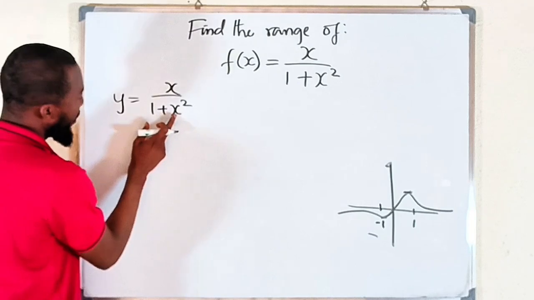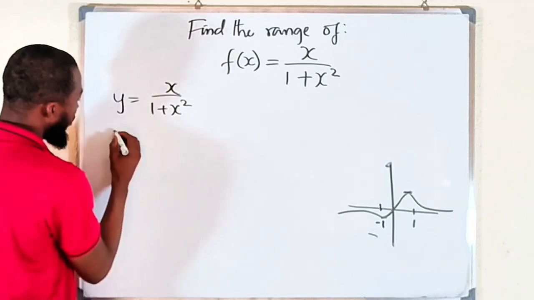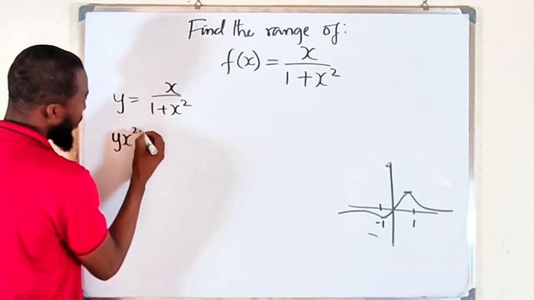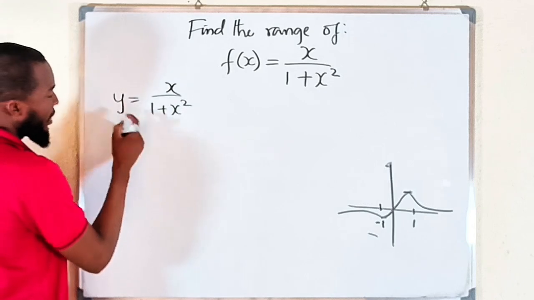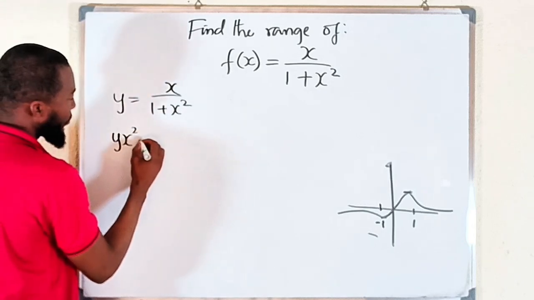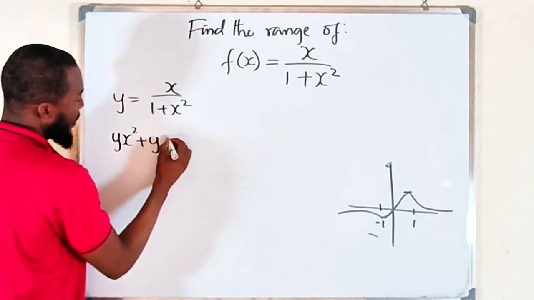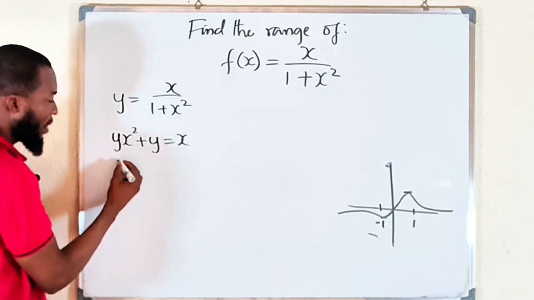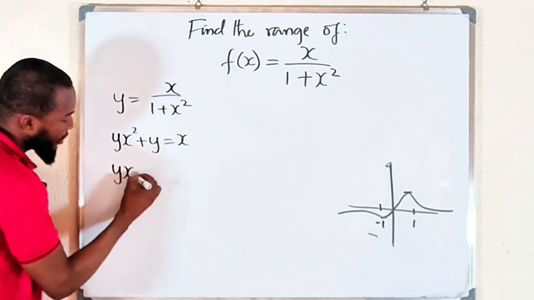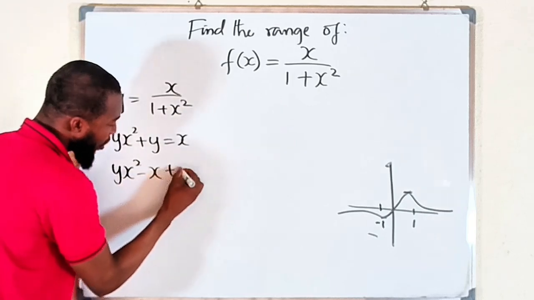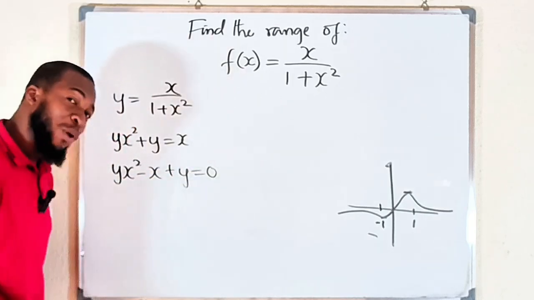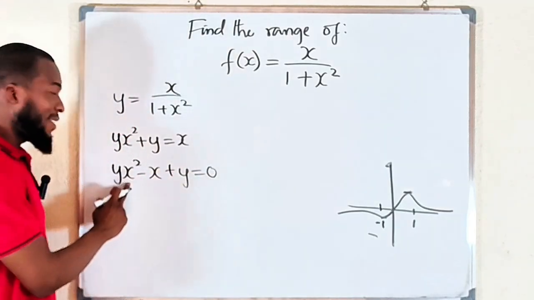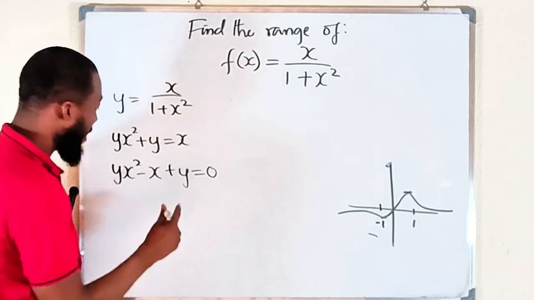We have x squared times y, which gives us yx squared, then 1 times y is y. This is equal to x, right? Then bring x inside. We have yx squared minus x plus y equal to 0. Now we're going to solve for x. You can see this is a quadratic equation in terms of x.